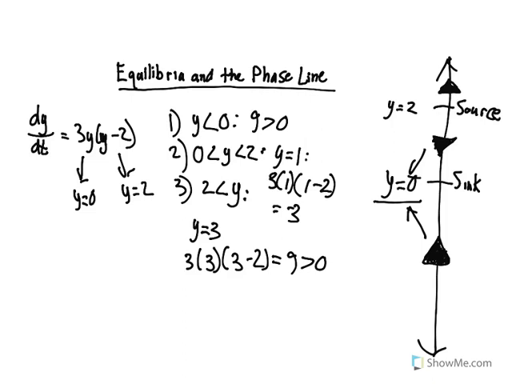So that is how you solve this problem, and that is how you sketch the phase line to understand the local behavior for this solution.